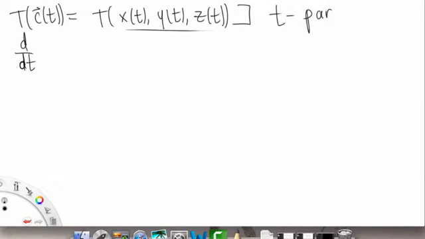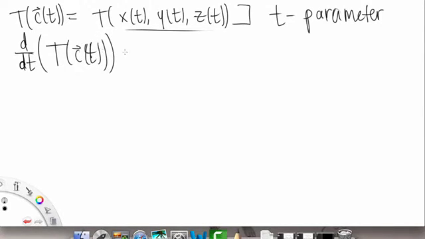T is our only parameter variable, because x, y, and z are the middlemen. We have to go through those to get to our lowercase t. That's the only one that anything really depends on. So if we're differentiating both sides, we would have d/dt of capital T of c of t.